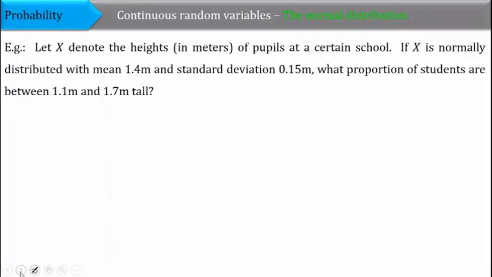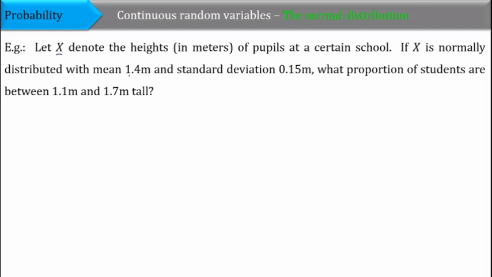Right, let's have a look at some examples. Now it says here, let x denote the heights in meters of pupils at a certain school. Okay, so x is a random variable. It denotes the population because we're talking of the heights of the pupils at a certain school. So clearly it's all the pupils in the school. Okay, so that will be my population.